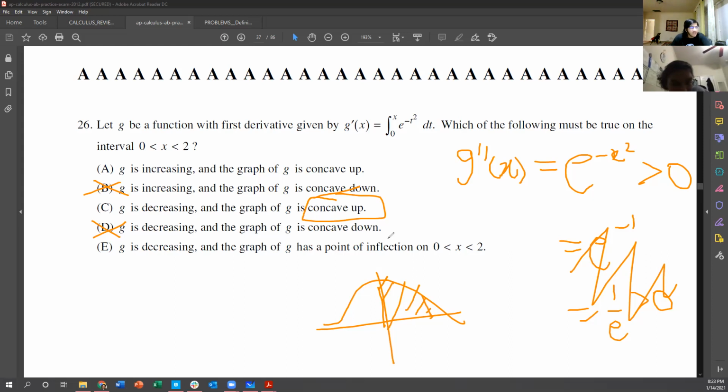We said that e to the negative t squared is always positive. Thus, the area from 0 to whatever point we choose is also going to be positive, because if the function's positive, then the integral is positive. So since the integral is positive, g prime of x is greater than 0. Since g prime of x is greater than 0, the function is increasing. So it's a. Make sense? Yeah. Okay.